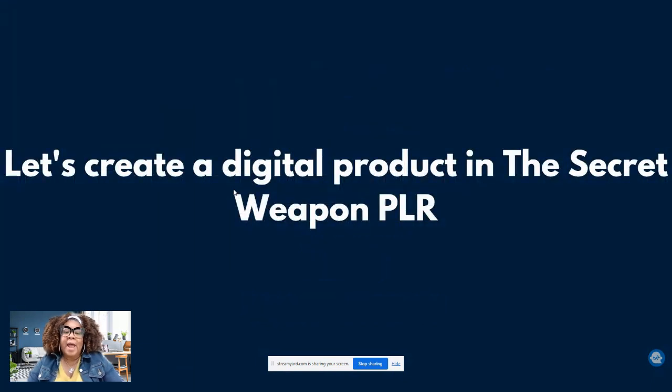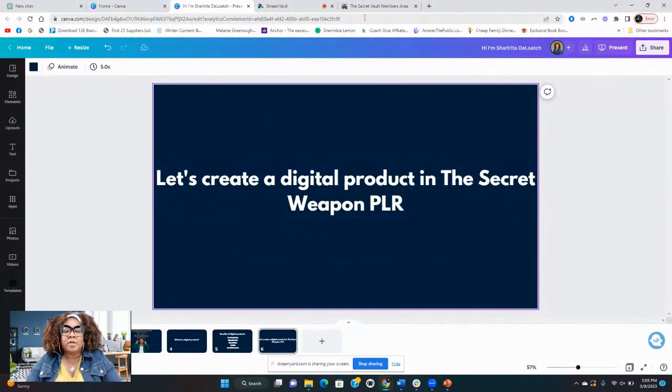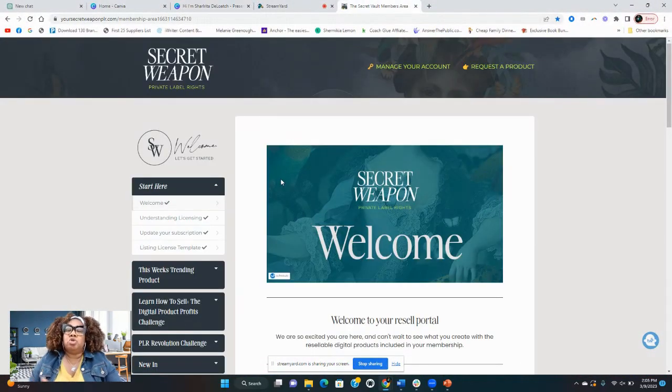Okay. Now, let's go ahead and go to the secret weapon, PLR. This is my tool that we're going to use today to create a digital product. Okay. So first things first, when it comes to getting into digital products, you want to find your niche. Like, what do you want to sell? Okay. Now you can sell any type of digital product you want, but you want to find the area in which people are buying. Okay.